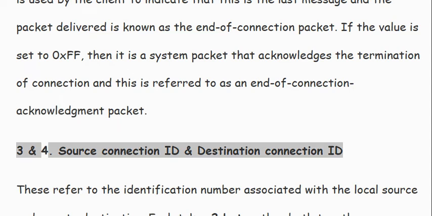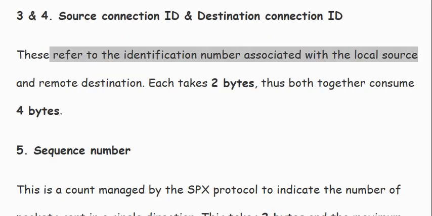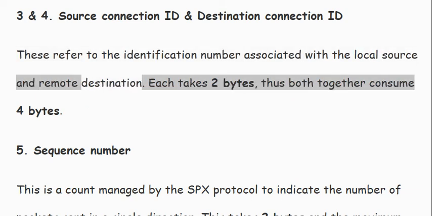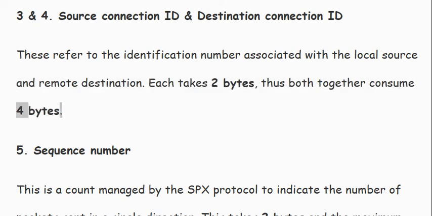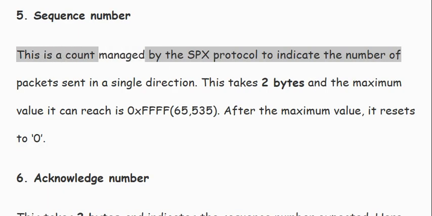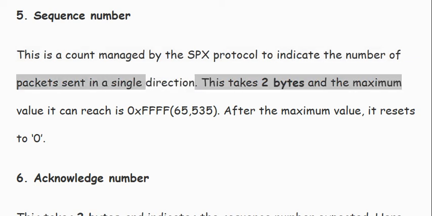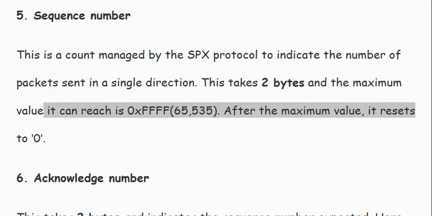3 and 4. Source connection ID and destination connection ID. These refer to the identification number associated with the local source and remote destination. Each takes 2 bytes, thus both together consume 4 bytes. 5. Sequence number. This is a count managed by the SPX protocol to indicate the number of packets sent in a single direction. This takes 2 bytes and the maximum value it can reach is 0xFFFF, 65535. After the maximum value, it resets to 0.